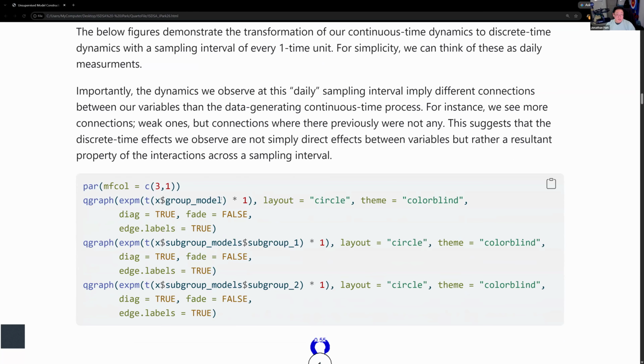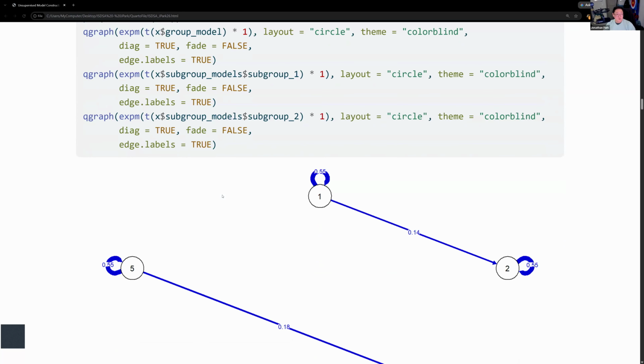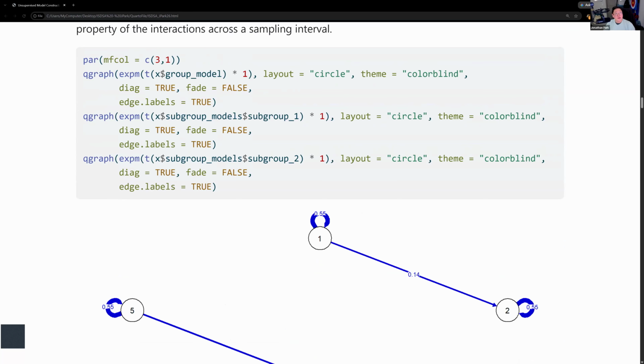There are actually three ways to show this. The first one is to just apply the transformation. You can see here I'm doing the matrix exponential of the group level model times 1, and then I'm also doing that for the subgroup level models.